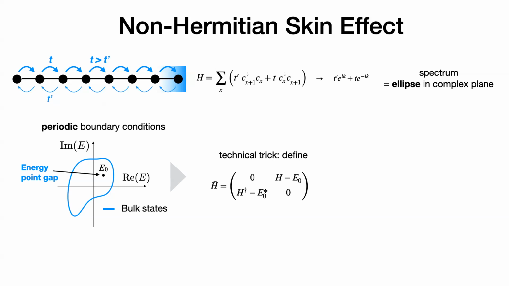This has a real spectrum, and actually it will have a gap. And the statement of H having a point gap is equivalent to H bar having a real gap. So this is just a normal topological or non-topological insulator. And in fact, for the Hatano-Nelson chain, this is just a Su-Schrieffer-Heeger model. So if you take the Su-Schrieffer-Heeger model, it looks like this in momentum space.